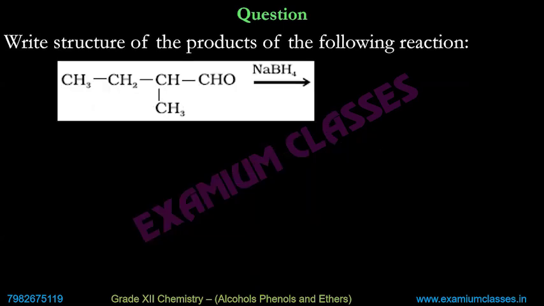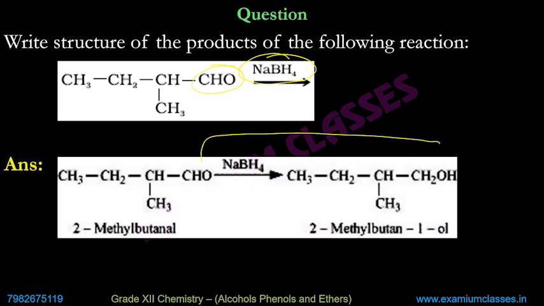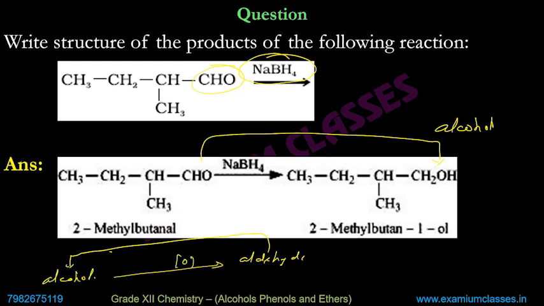Next, write a structure of the products of following reaction. Again reduction. And this is aldehyde. I just told you, if aldehyde is reduced, it will be reduced to alcohol. You remember I said aldehyde, when reduced, will reduce to alcohol. If oxidized, then alcohol will get oxidized to aldehyde. Aldehyde will get reduced to alcohol. These points are quite handy if you remember.